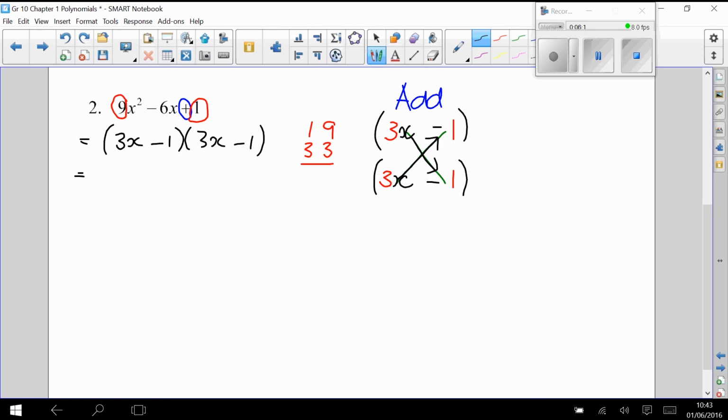Now we know that if we have a factor and it is repeated, in other words, it is identical, then I could actually have written this as 3x minus 1 squared. I said my factor was the same. How many did I have? I had one represented first and then another one represented second. So in fact I've got two bracket factors of 3x minus 1.